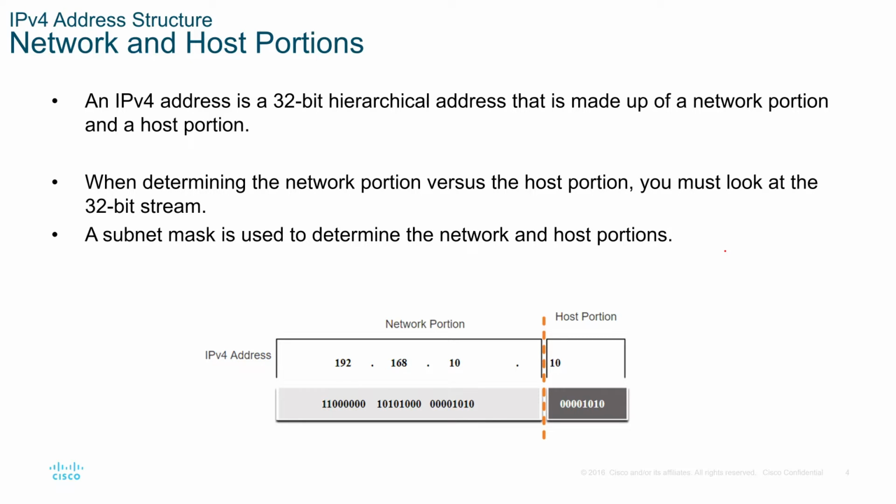When determining the network portion versus the host portion, you must look at the entire 32-bit stream. A subnet mask is used to determine the network and host portions. As we can see here, the network portion is the 192.168.10, while the 10 is the individual host on that network.